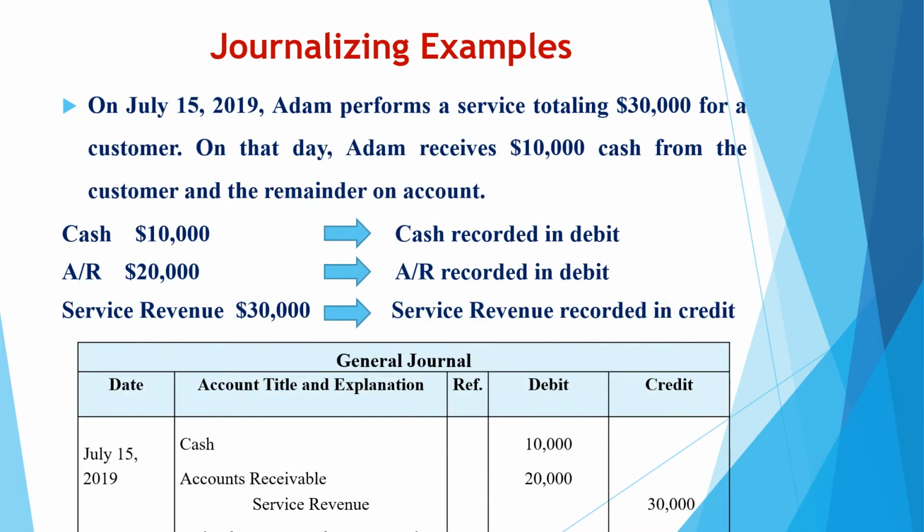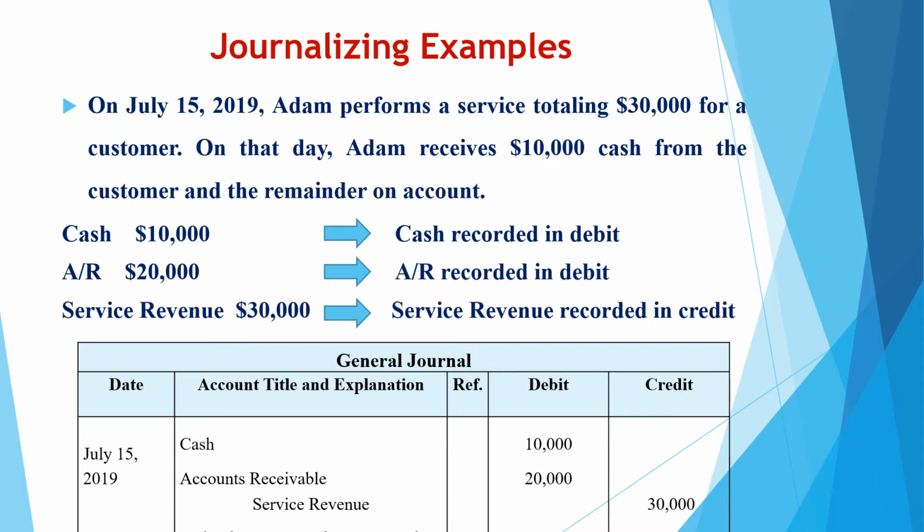Now let's do another example on journalizing. On July 15, Adam performs a service totaling $30,000 for a customer. So we make a service for a customer totaling $30,000. I'd like to note when we perform a service to a customer, we use the account service revenue. And this is whether the transaction was on account or was for cash.